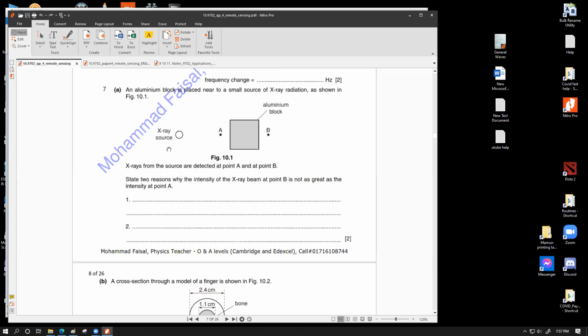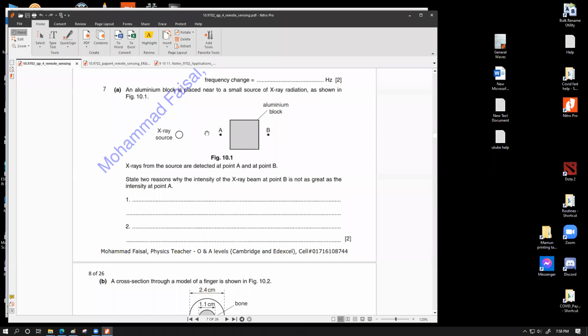One reason: the way I think about it, A is close to the source, so the spreading effect is less. B is farther away from the source, so at B the waves are more spread out compared to A. This is one reason of attenuation: the farther you go from the source, the more the energy spreads out.